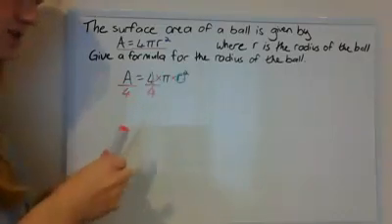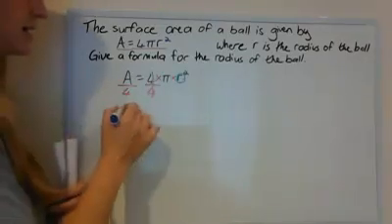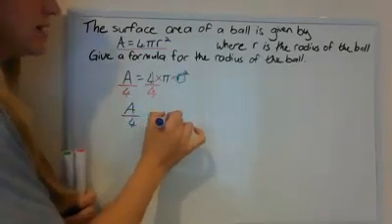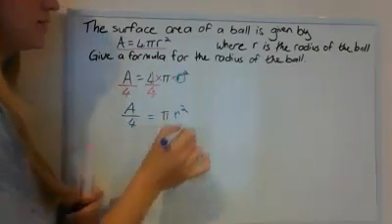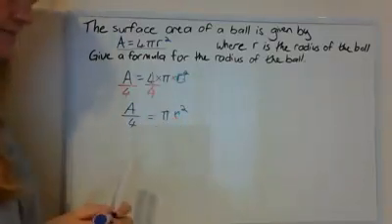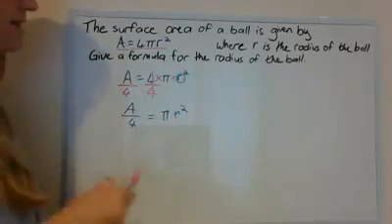So now I'm just going to rewrite this formula. Now we've got a divided by 4 equals pi r squared. Alright, so we have got rid of the 4.